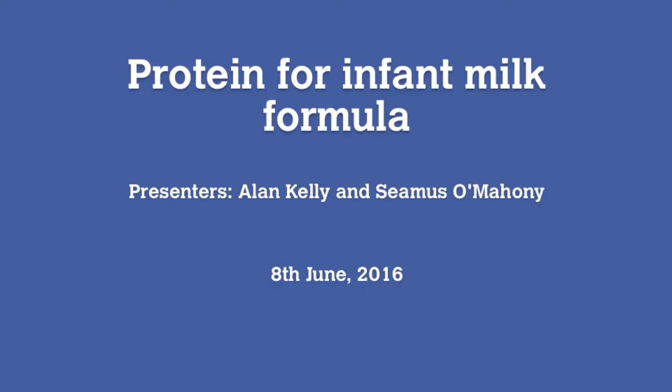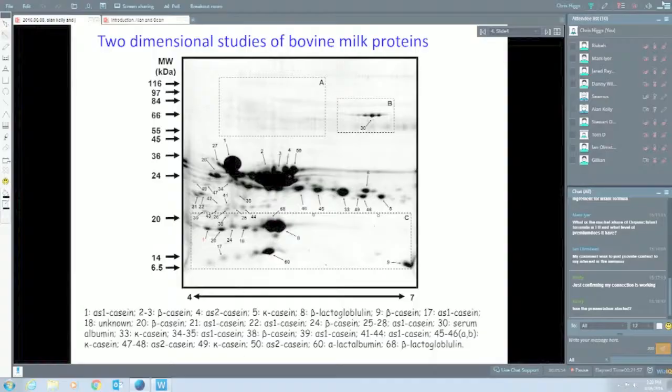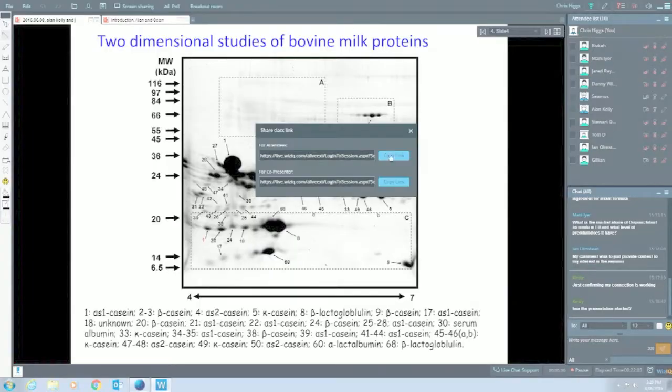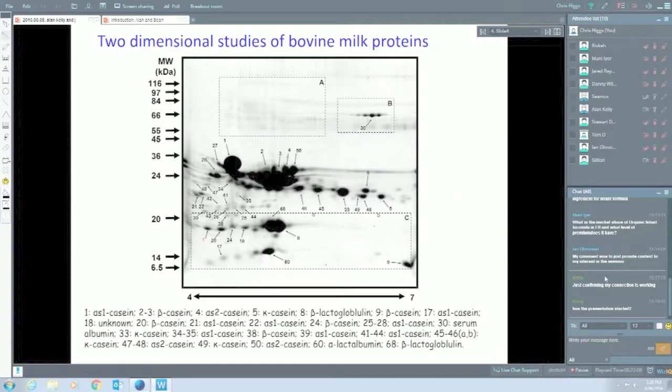We have done quite a bit of work in recent years, and I'm not going to dwell too much on these slides, but this is a profile, if you like. This image is what's called a two-dimensional electrophoresis gel of milk proteins, and it illustrates quite simply the difference between bovine and human milk.